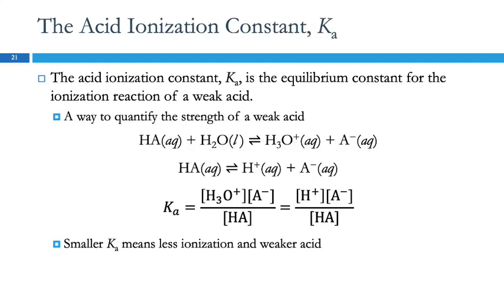Well, how do we measure that equilibrium? We do it with an equilibrium constant. The equilibrium constant here is called Ka. It's the acid ionization constant. So it's an equilibrium constant for the ionization of an acid. So here we have our generic acid, HA, reacting with water, forms hydronium ions, and this conjugate base. So this is writing it using H3O+, and this is what it looks like when we write it with H+.